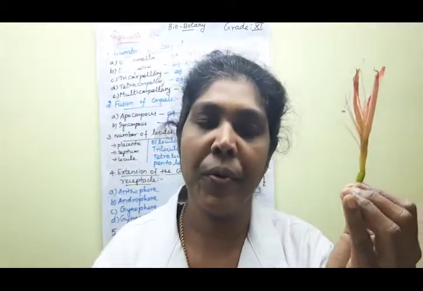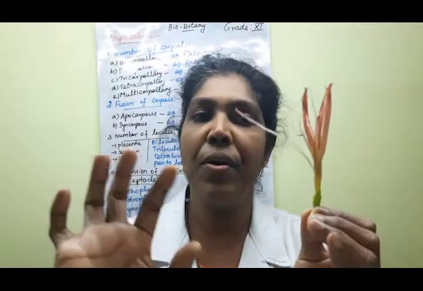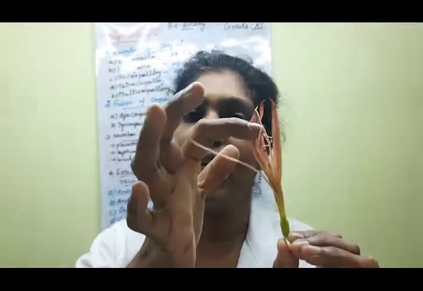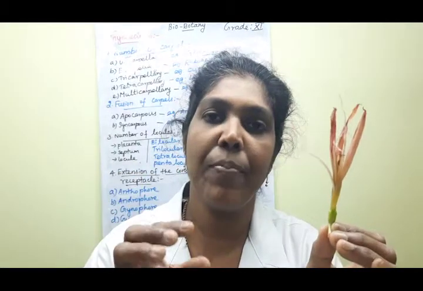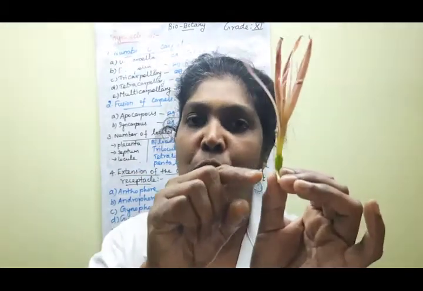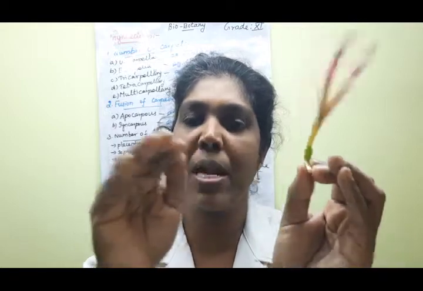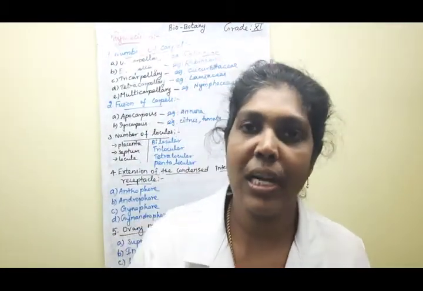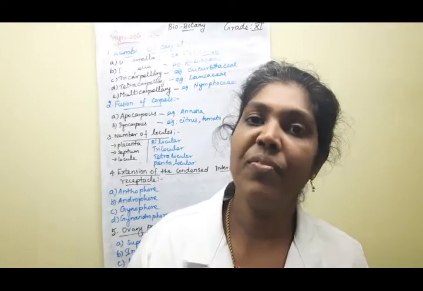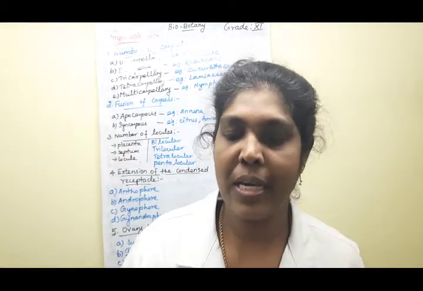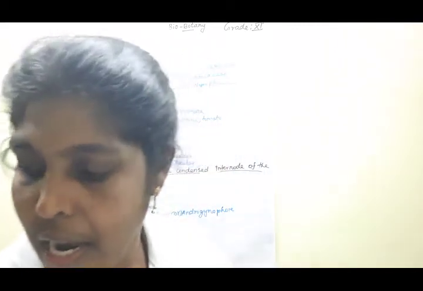Half inferior ovary means all the floral whorls, I mean this corolla, sepal whorl and this androecium, arise from in between the ovary. So this is the ovary, and the floral whorls arise from its middle. That is called a half inferior ovary. Understood, children? Say yes or no. Yes.